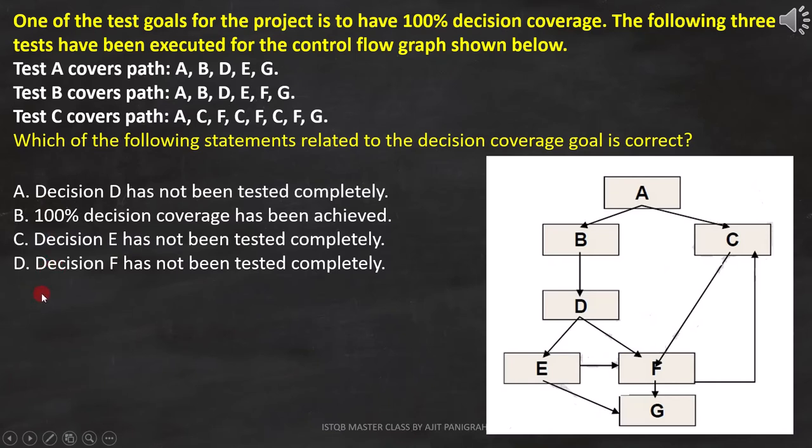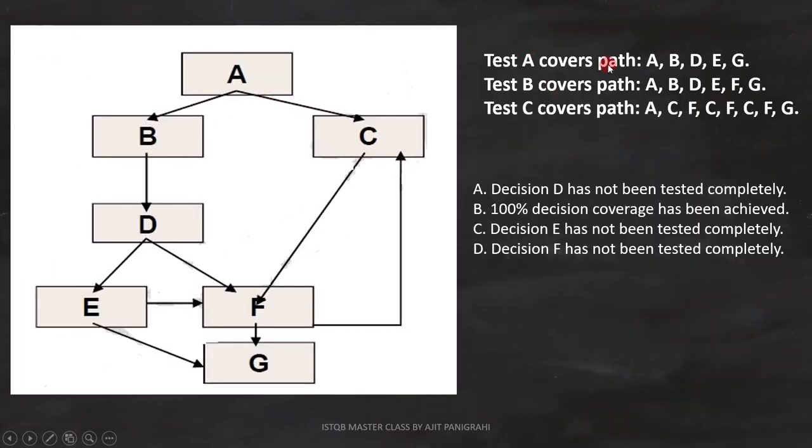Now let's analyze the three test cases to get the correct answer. Test A covers path A, B, D, E, G. This is the path in the flowchart covered by test case A. If we see here, one part of the A, D, and E is covered with this test case. Now let's see the second test.